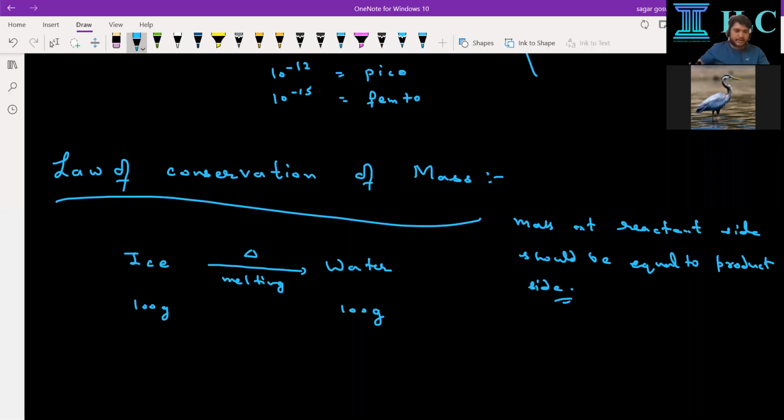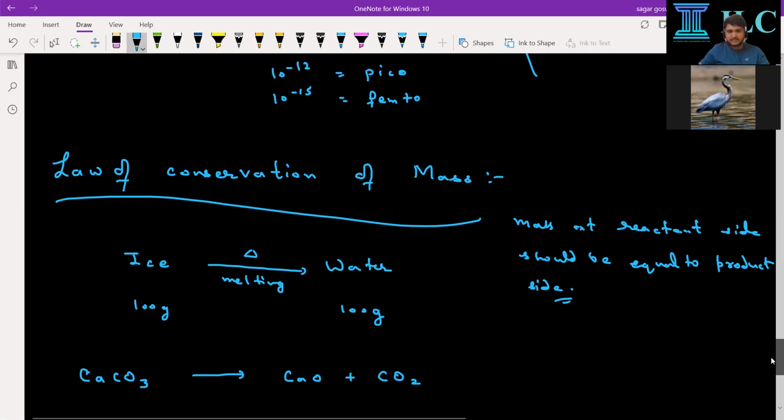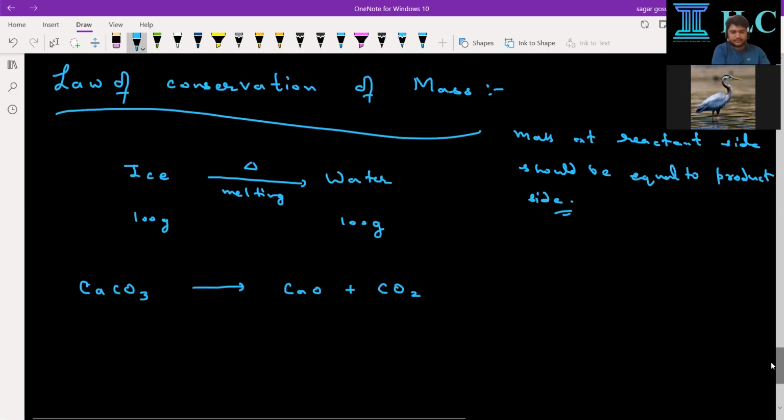Okay. So if I say I have calcium carbonate and it is giving you CaO plus CO2, are you sure it is following the law of conservation of mass? Yeah, it always does. It has to. Okay, let me check that.